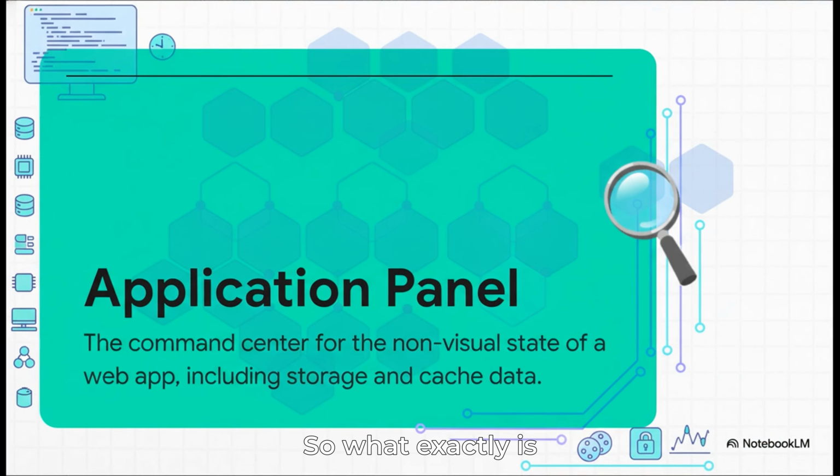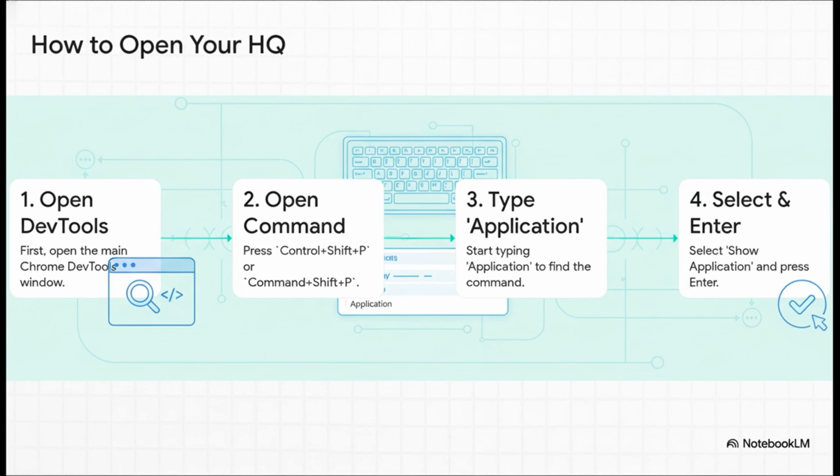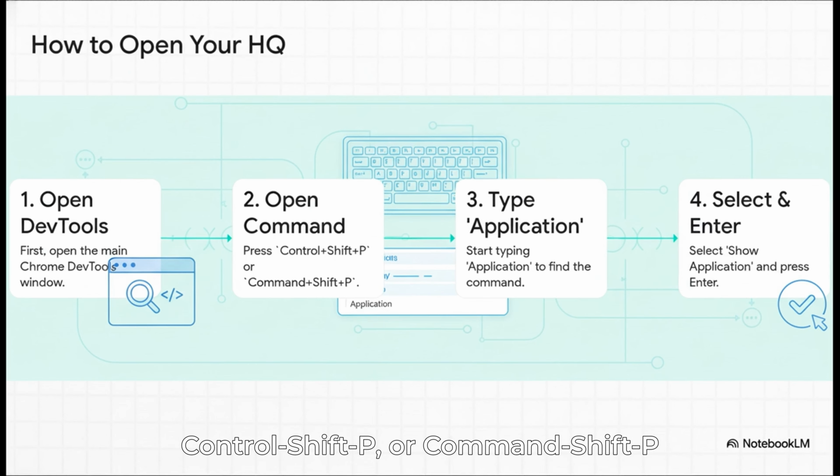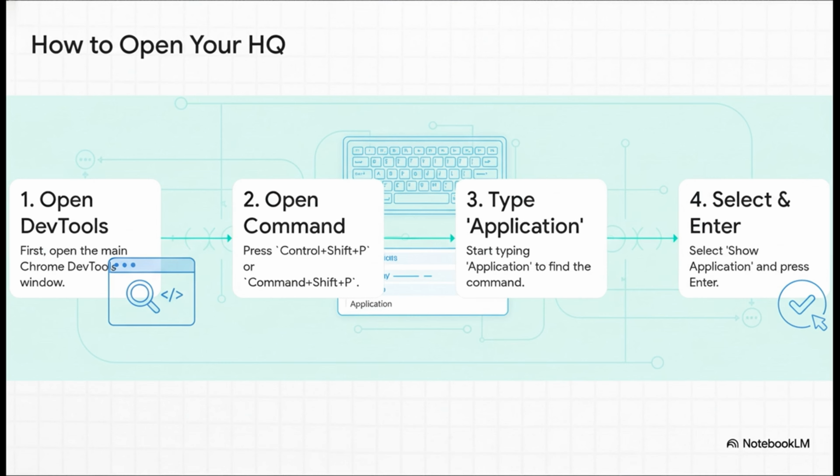So what exactly is the application panel? Well, think of it as the command center for all the stuff happening behind the scenes. It's not about what the website looks like, it's about what the website remembers, the data, the storage, all the hidden state that actually makes the app function. Getting there is super quick too. Just pop open DevTools, hit Control-Shift-P or Command-Shift-P on a Mac to bring up the command menu. Start typing application, select it, hit enter, and boom, you're in. This is our new home base.